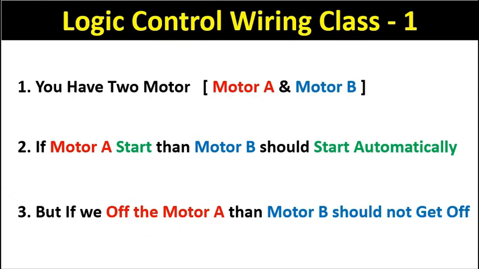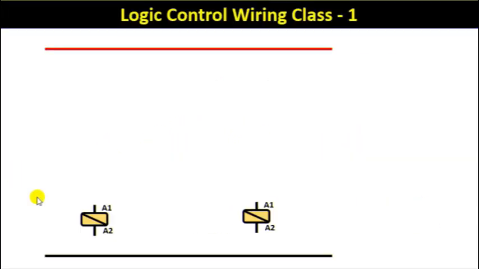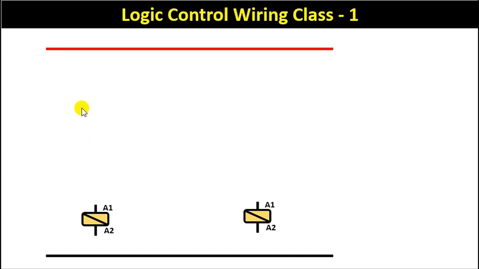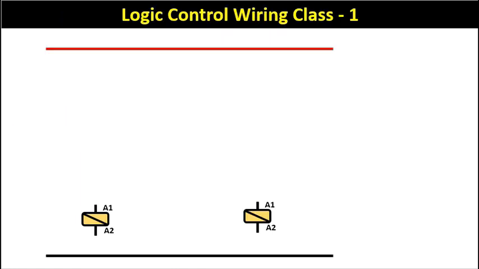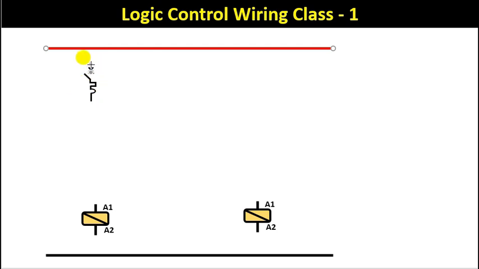Now the second logic says that if we start motor A, then motor B should start automatically. So for the contactor, to start it, we have to make logic. First of all, we will take the power supply from an MCB. So I am making the MCB here. This is our symbol of MCB. To this MCB, we have to provide input power supply through the phase supply. So we will connect this from here.